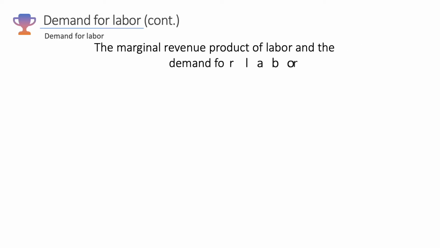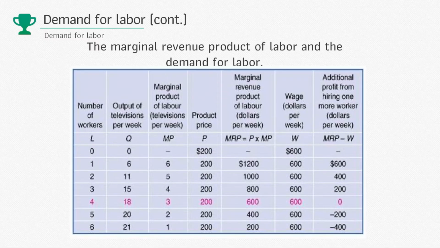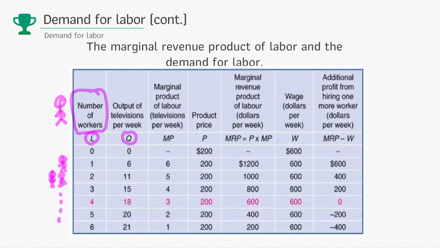And we have a demand for labor, and to understand it deeply, you can look at this table. This table shows the number of workers. Okay, number of workers, starting with 0, 1, 2, and so on until 6 workers. And this is the output per week that they produce. This is L and Q. This is input, this is output. Easy, right?